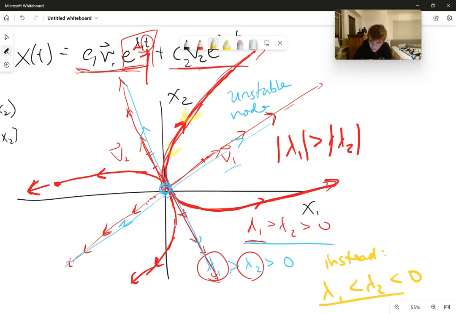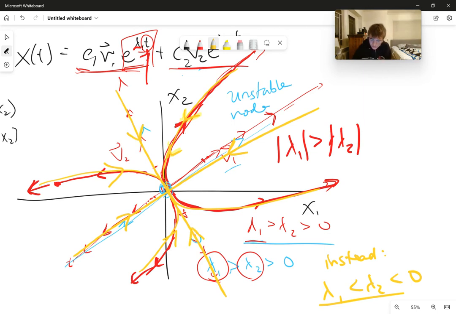Okay, so let me do it with my yellow pen. I just reverse the time arrows and I have the same exact system. Now you can see that in the negative case, we have everything collapsing into the origin as time approaches infinity. And so these would be called stable manifolds, okay? And this system is a stable node. So yellow is a stable node.